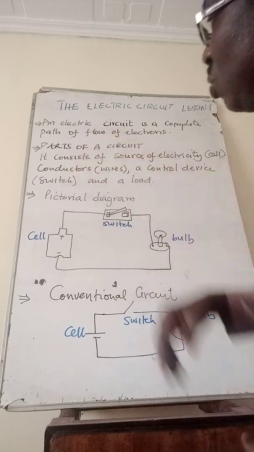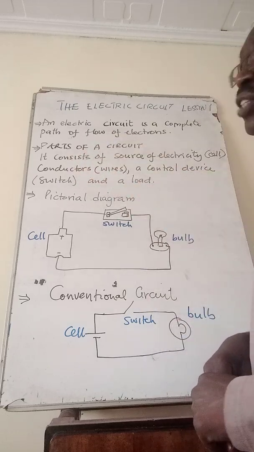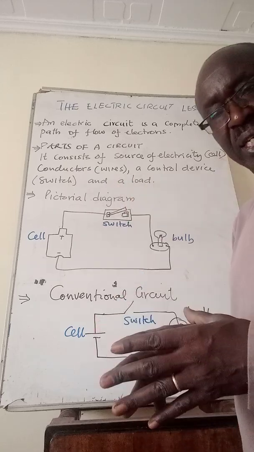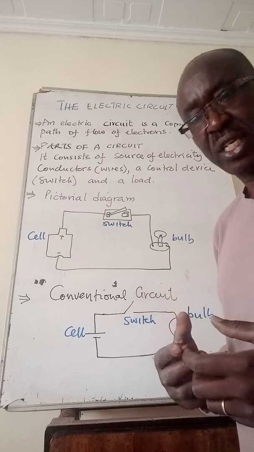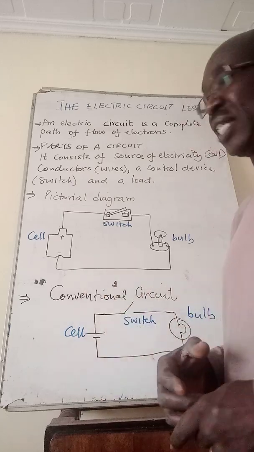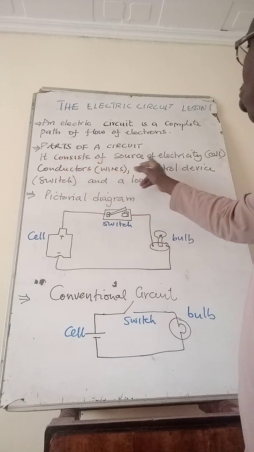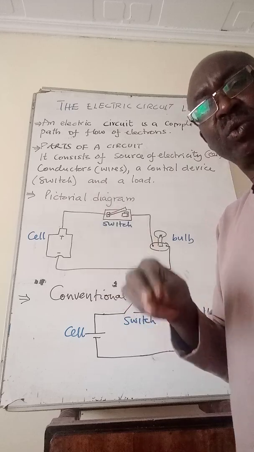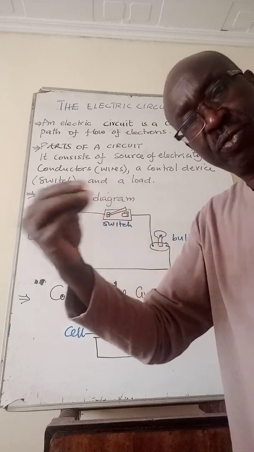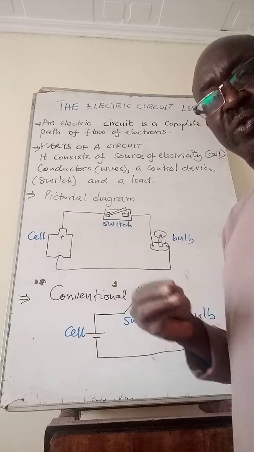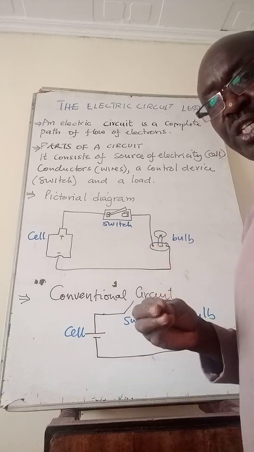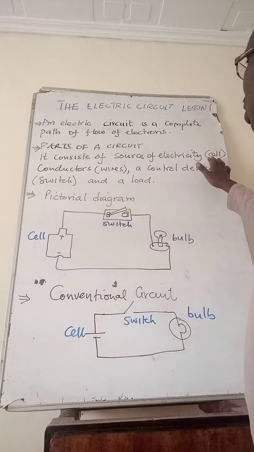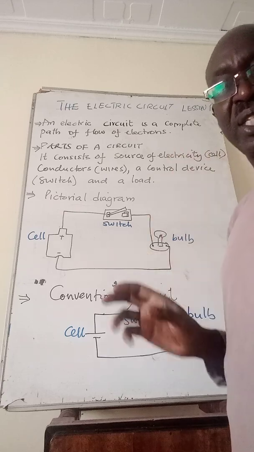Then the second part we are looking at here is parts of the circuit. Having known what is an electric circuit, what does it consist of? What makes up an electric circuit? It consists of a source of electricity. There is a source from where we shall have electrons flowing. That one we call a source of electricity. In our homes and in school, you will come across a cell. That is a cell.